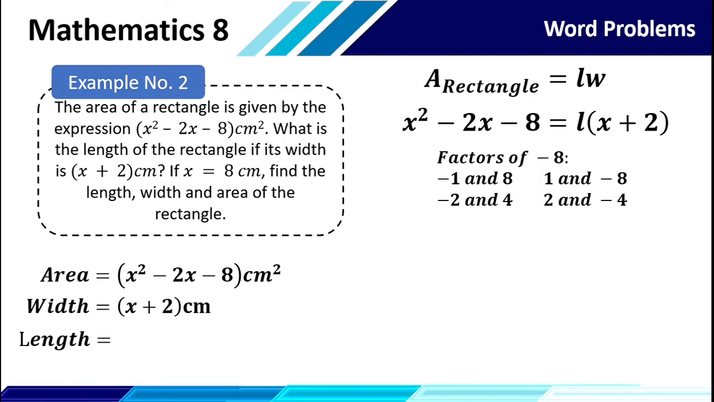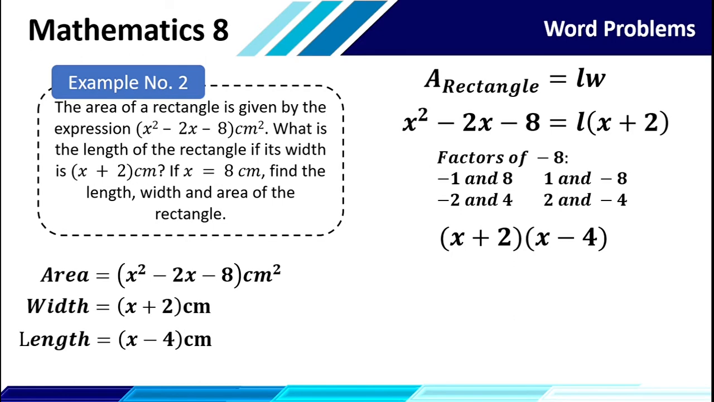We will write this as the product of two binomials. So our factors would be x plus 2 times the quantity x minus 4. We know that the expression x plus 2 is already our width, therefore the binomial x minus 4 would be our length.